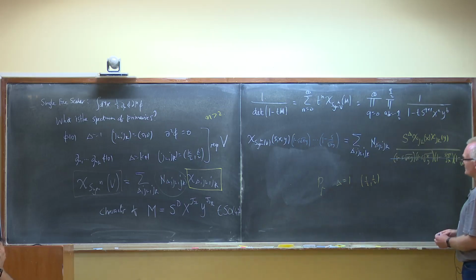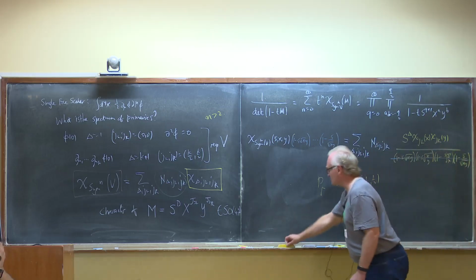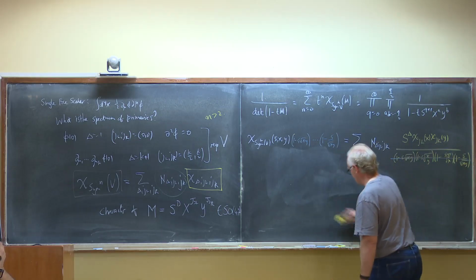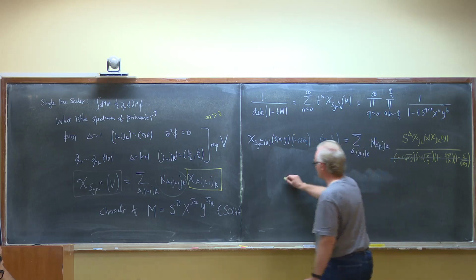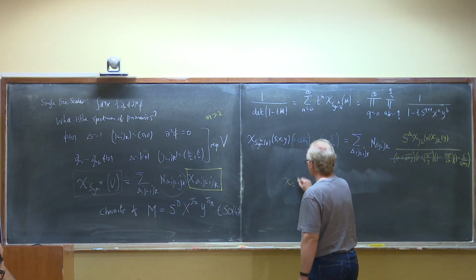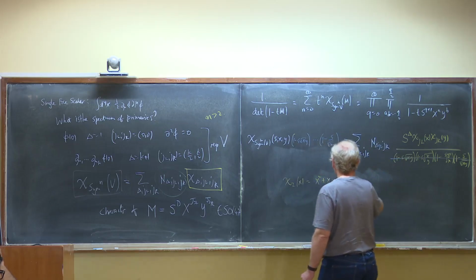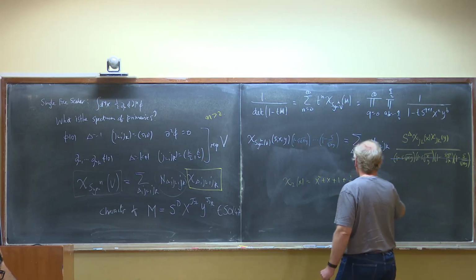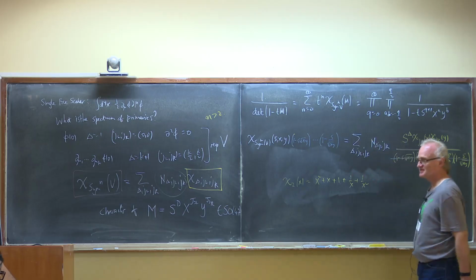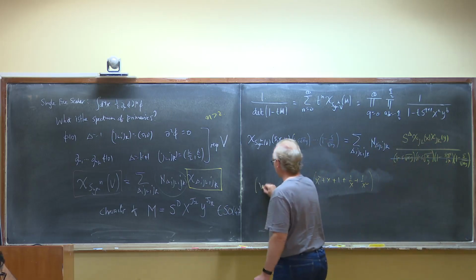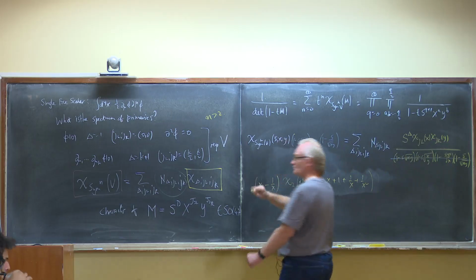Next, I'd like to simplify this even a little bit more. How can I do that? Well, let's think about this character. Let's say I've got chi 2 of x. This would be x squared plus 1 plus 1 over x squared. Now what I'm going to do is multiply by x minus 1 over x.